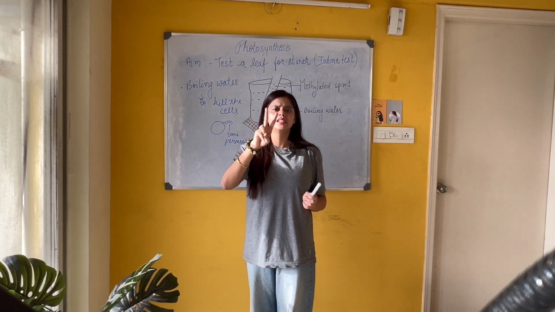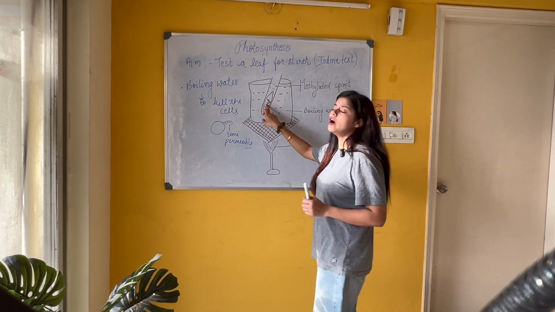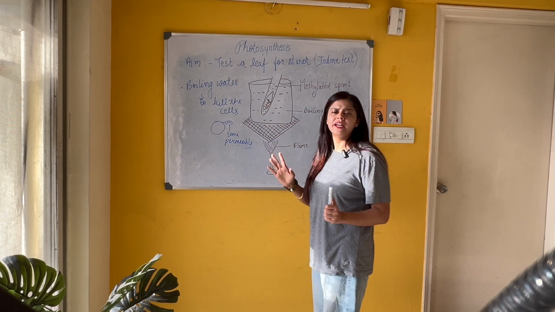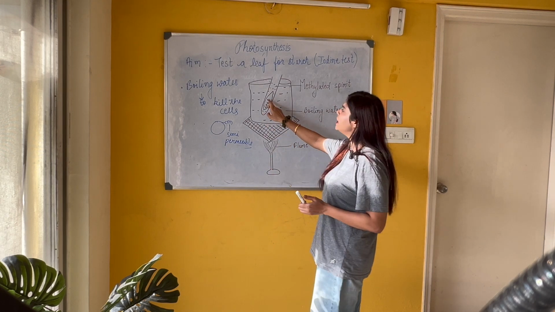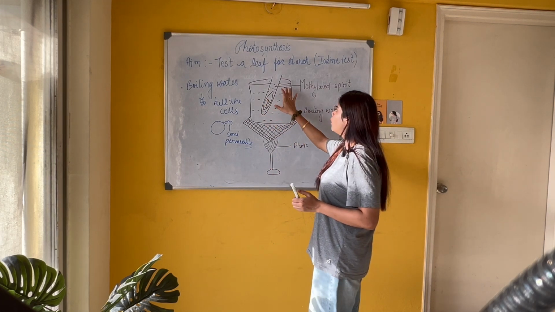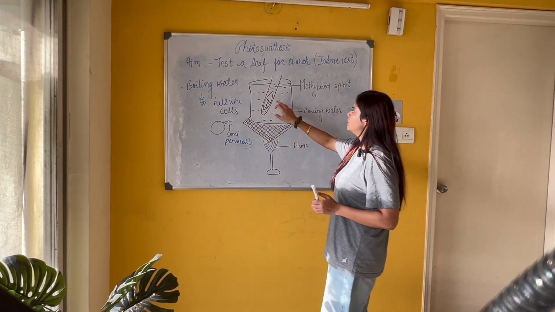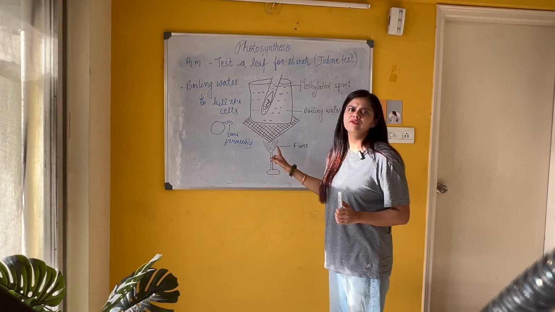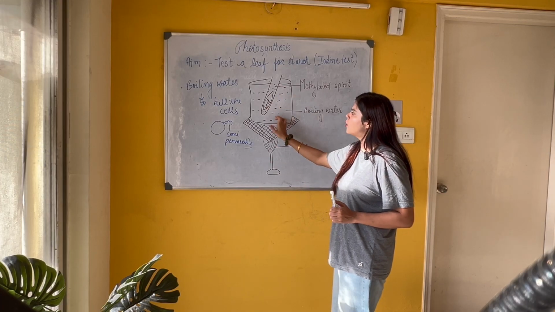Now the second step, boil the leaf in methylated spirit. What is methylated spirit? It is an alcohol. Boil the leaf in alcohol over a water bath. So the leaf is boiled in the alcohol but not directly on the flame. It is kept in a water bath.